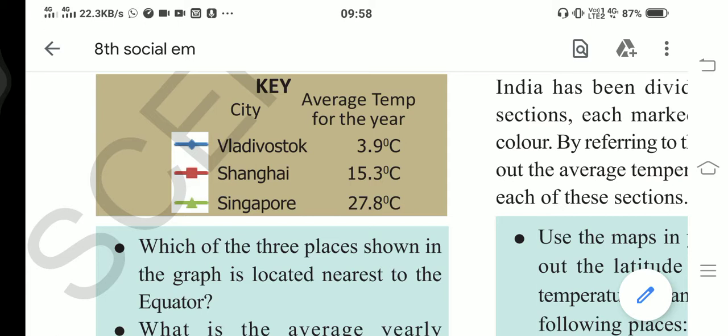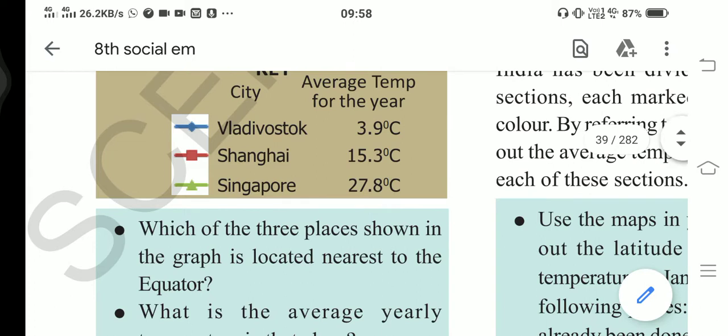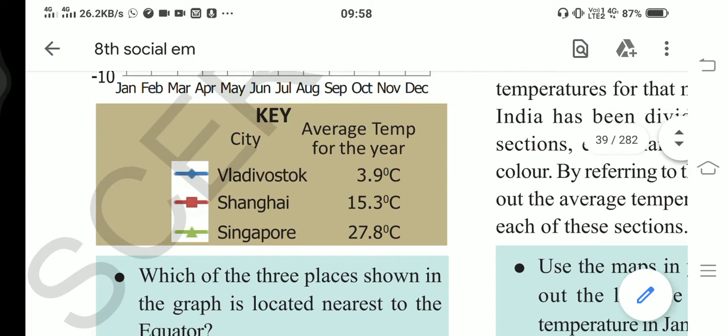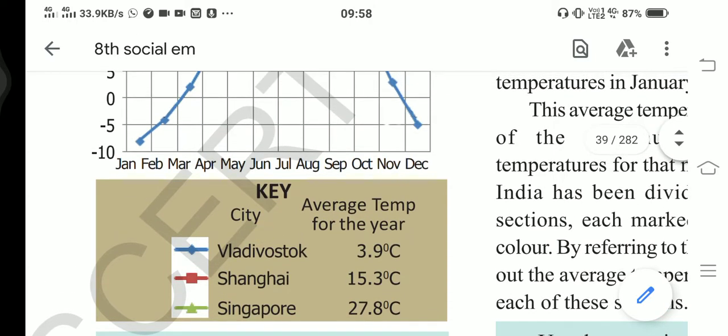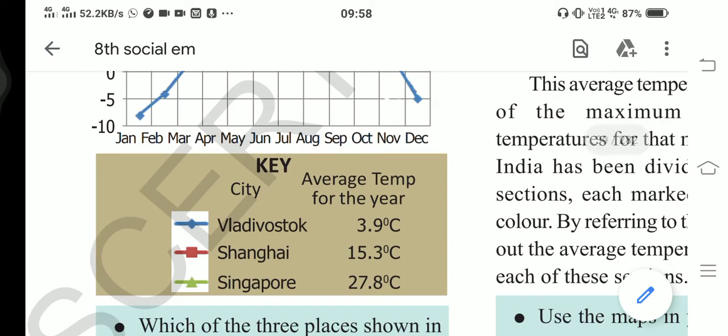So which of these two places are warmer? That is Singapore. So where is Singapore? Singapore is near to the equator, right? Whereas Shanghai is somewhat far from the equator. The temperatures are given here in the key below the map; the key shows the average temperature per day.